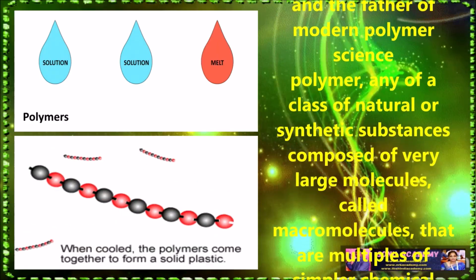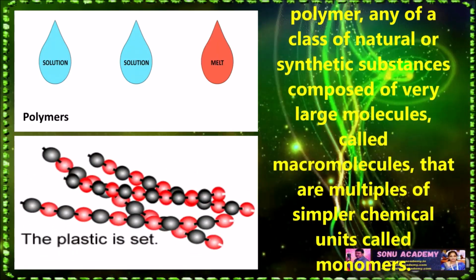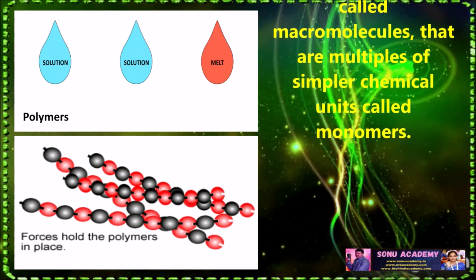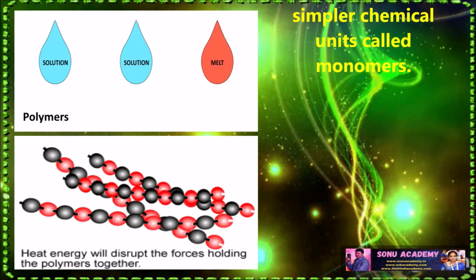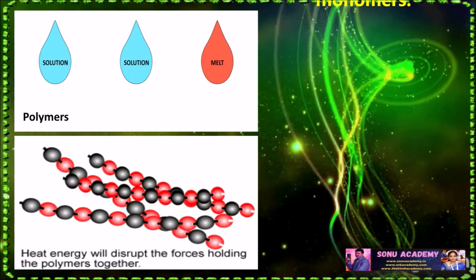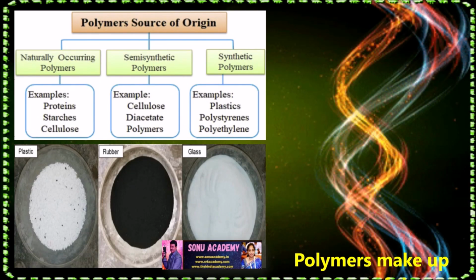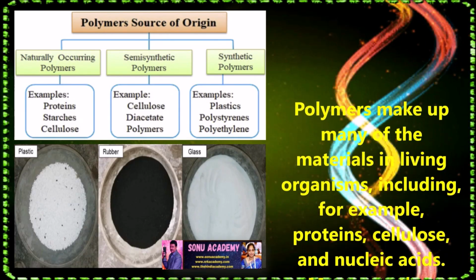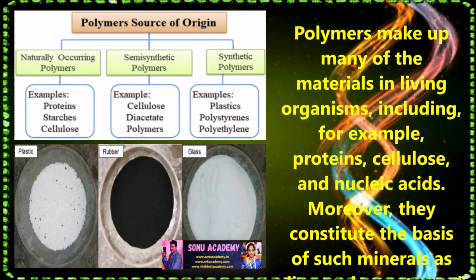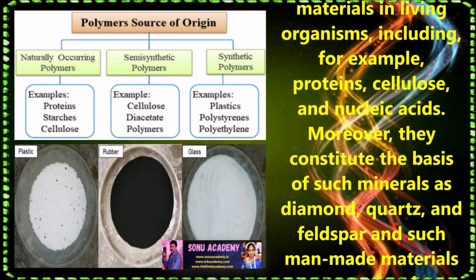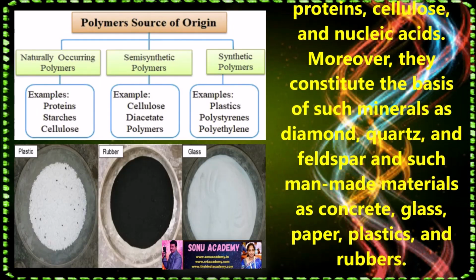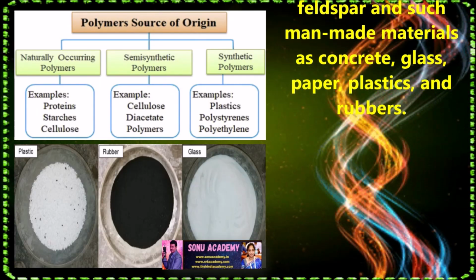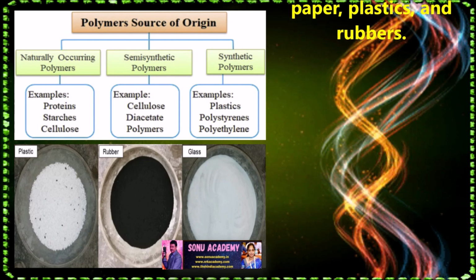Children, let us discuss the science of polymers. Any class of natural or synthetic substance composed of very large molecules, called macromolecules, that are multiples of simpler chemical units called monomers. Polymers make up many of the materials in living organisms, including, for example, proteins, cellulose, and nucleic acids. Moreover, they constitute the basis of such minerals as diamond and feldspar, and such man-made materials as concrete, glass, paper, plastic, and rubber, etc.